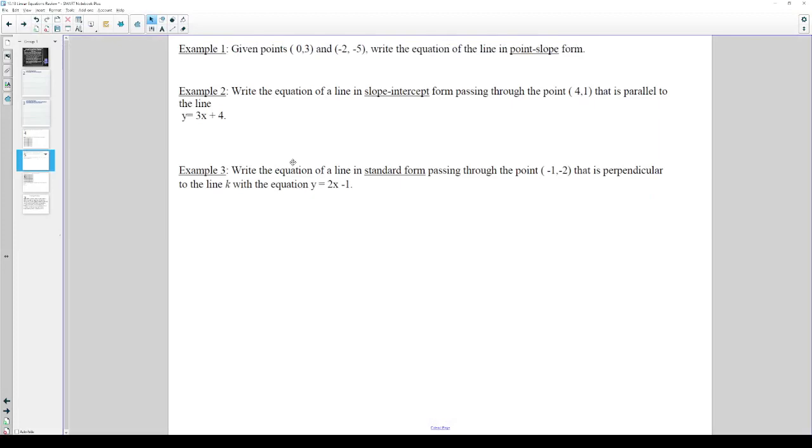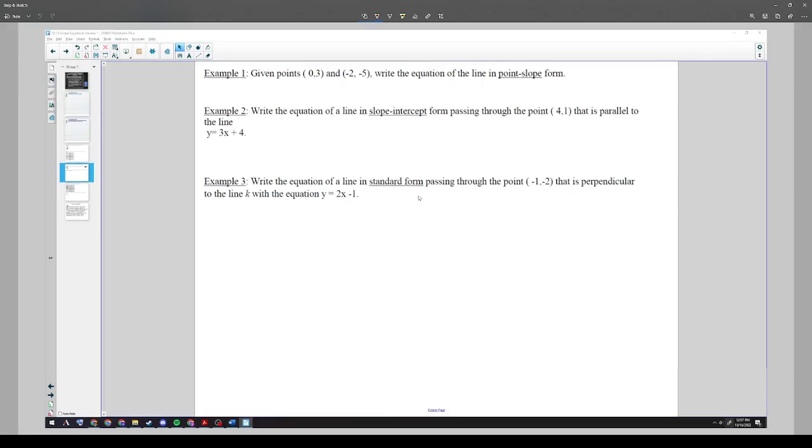All right, next examples. Given these points, write the equation of the line in point-slope form. These are very similar to what we did in the warm-up, but again, in case you need extra help, I'll go through them again.